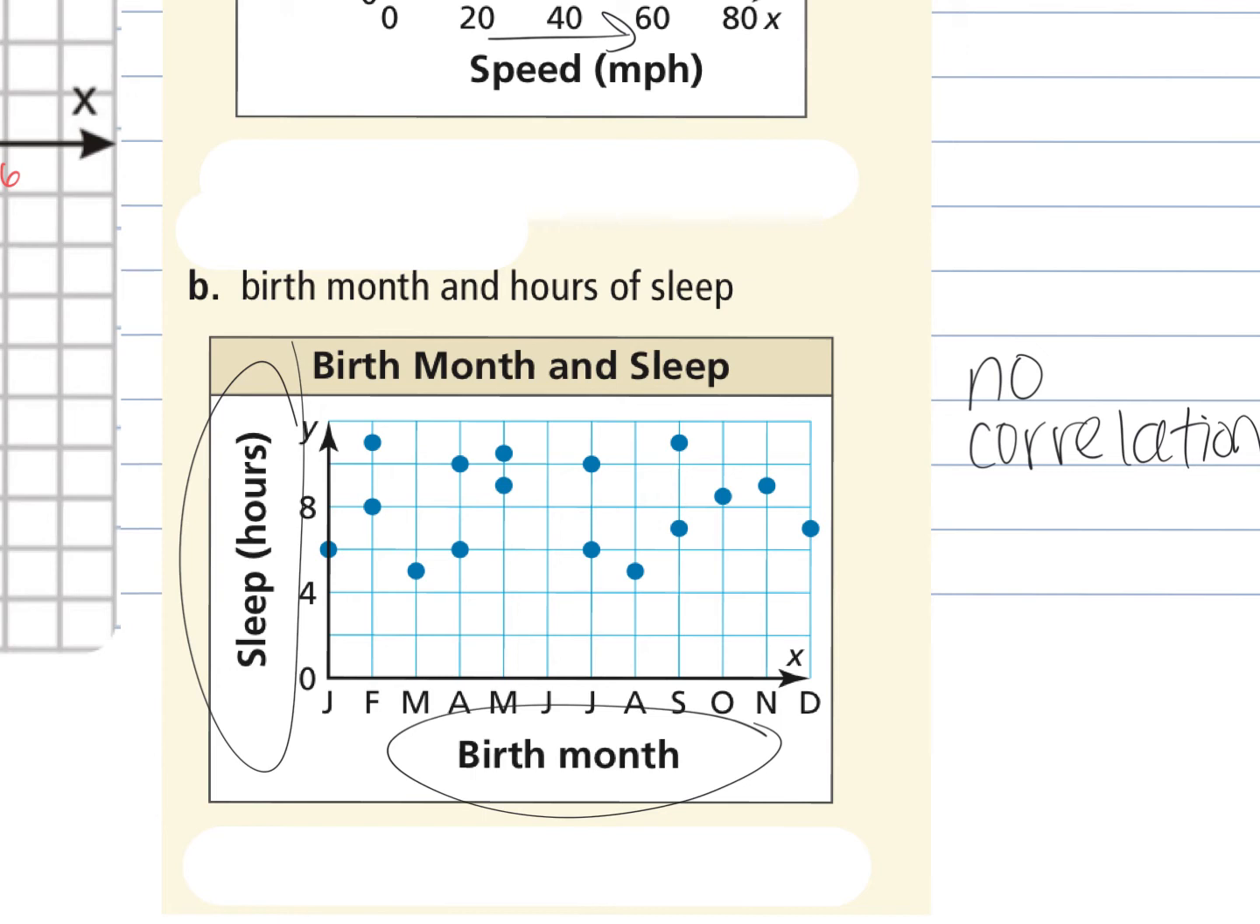Does that make sense? What about if I compared your height with your GPA? Do you think those two would have a correlation? No, right? Because those have nothing to do with each other. What about if I said the number of hours you studied per night and your GPA? Those would have a correlation. Positive, negative? Positive, because the more you studied, do you agree your GPA would be higher?